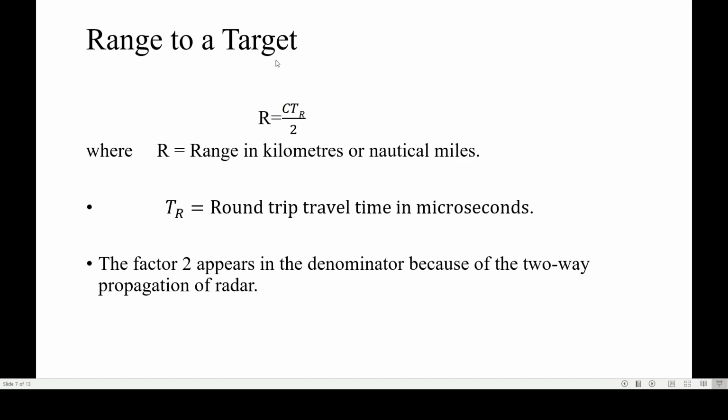Now, we know that the velocity of electromagnetic signals is equal to the velocity of light. So we can consider the velocity of the electromagnetic signal as c, and c times tr divided by 2 is the range of a target.